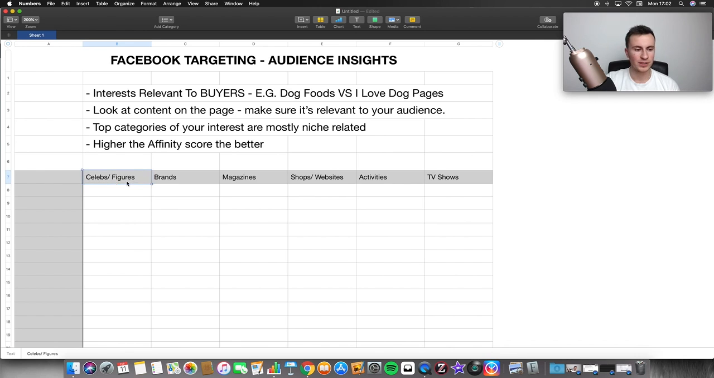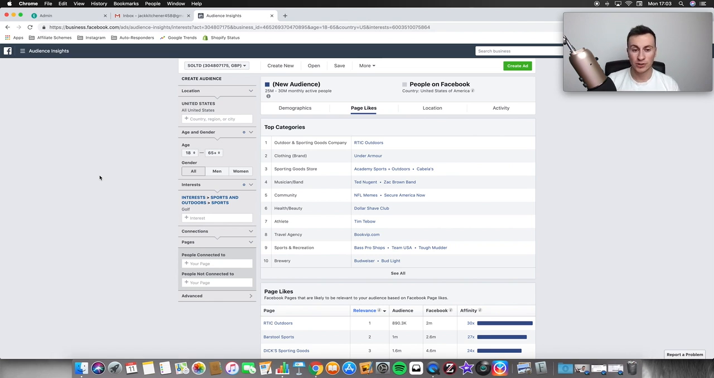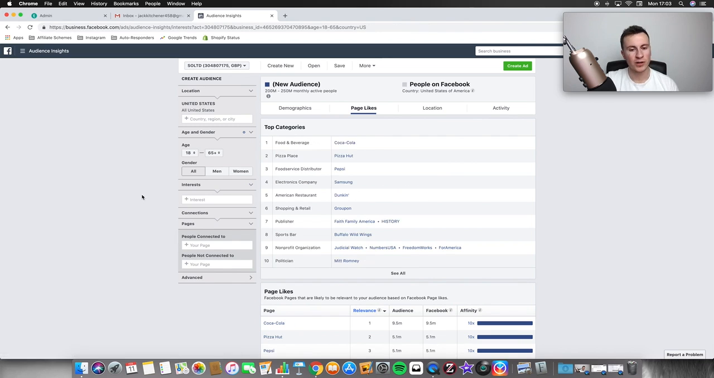So for example, if we begin with the first one, I'll take you through a live example. We have celebs and figures, and if we go back to our Audience Insights tool, a quick point to make: this is why it's always handy to have a decent knowledge of the niche you're going into, because when it comes to coming up with interests as a starting point, it's going to help. If we take the golf niche as an example, because I play golf, I know quite a few famous golfers or famous faces within the space that give me a starting point.